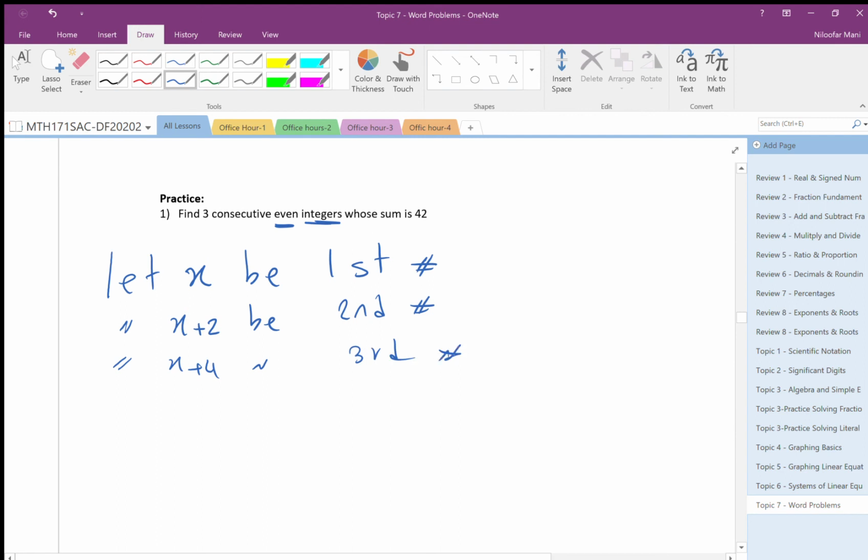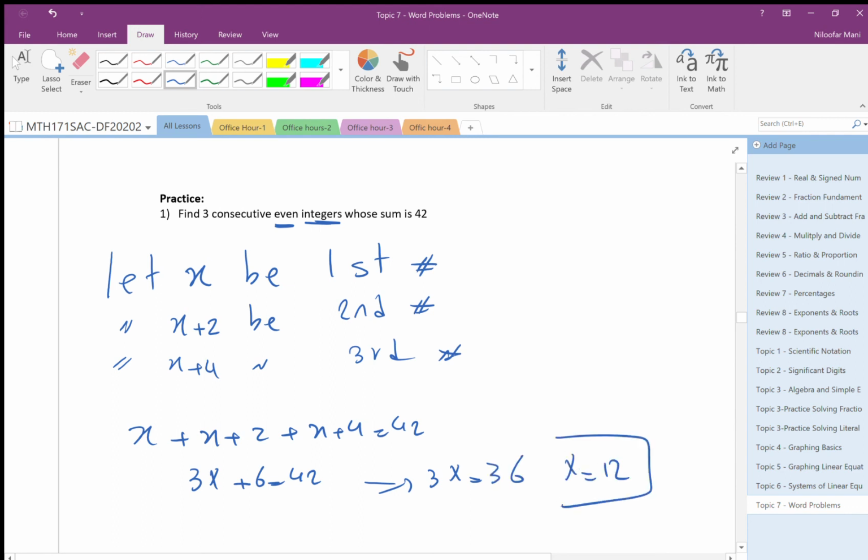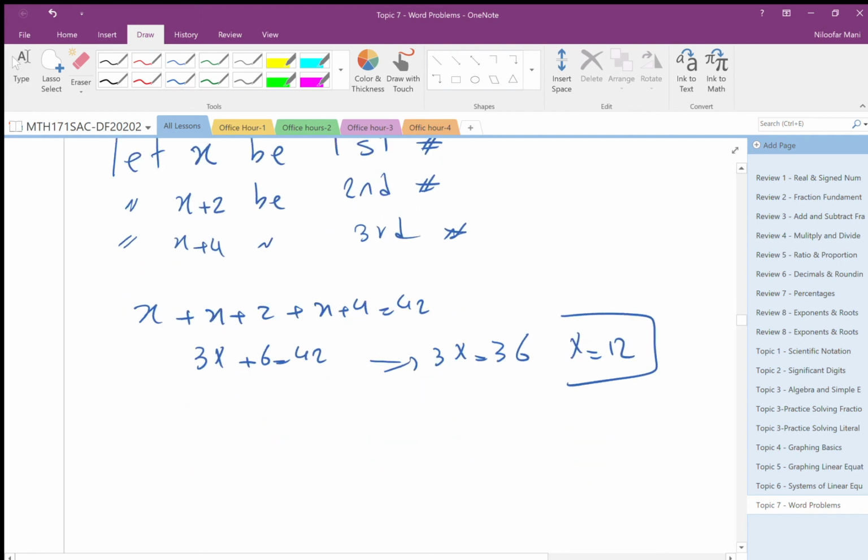Then I can say x plus x plus 2 plus x plus 4 is 42, and 3x plus 6 is 42, and therefore 3x is 36, and x is 12. Is it an integer? Yes. Is it even? Yes, it is. So far so good.